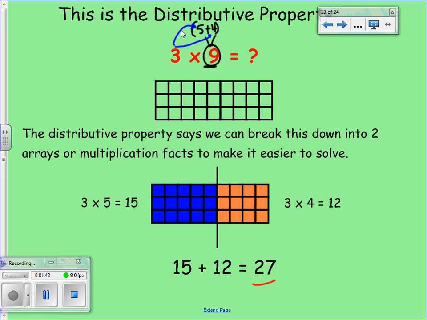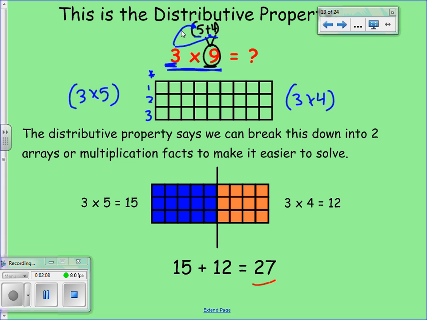So we know that we're going to have to distribute the 3 to the 5 and to the 4. So I'm going to go ahead and write my first one, 3 times 5 on this side, and I'm going to write my other one, 3 times 4 over here. Okay? So what you would do is take this array that's already drawn for you. This already shows the entire array, 3 times 9. This picture right here.